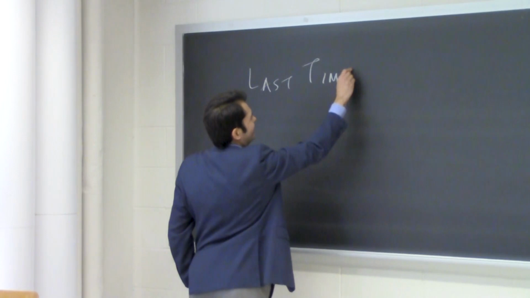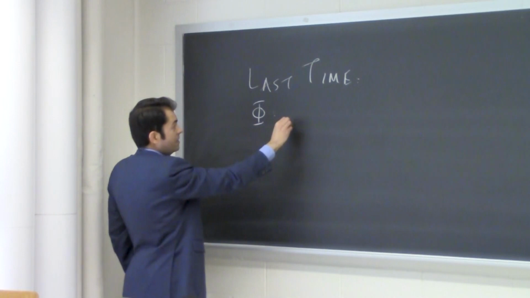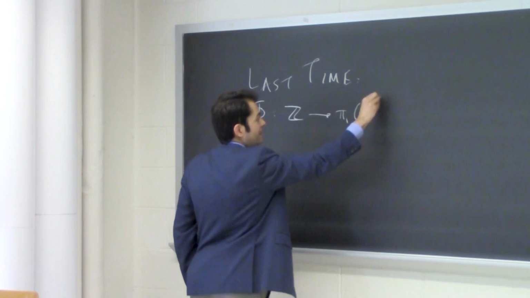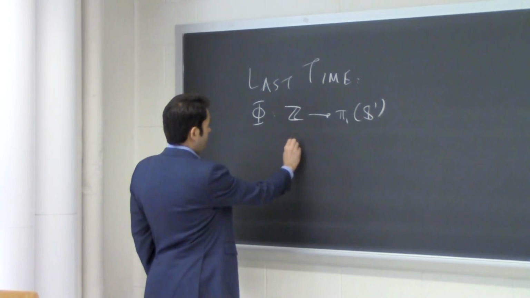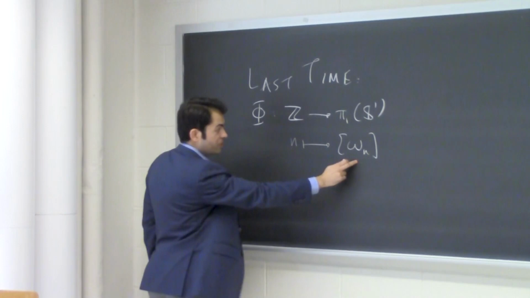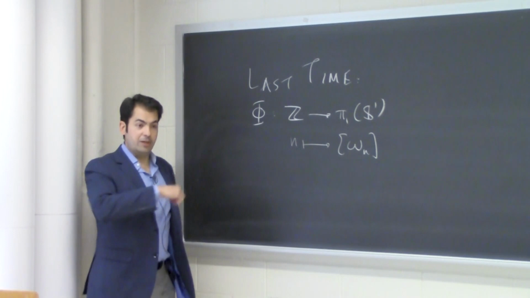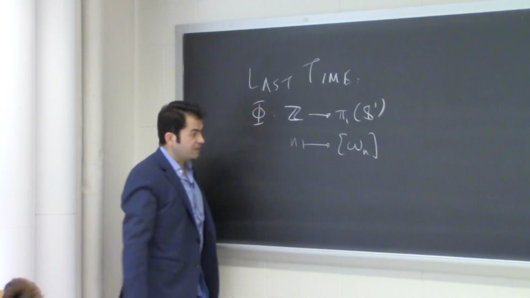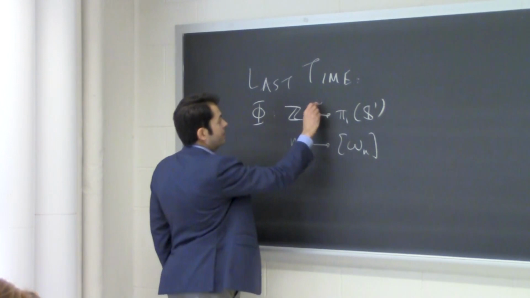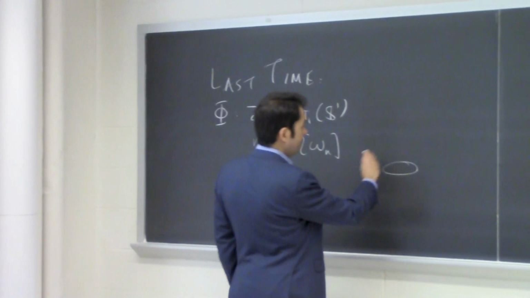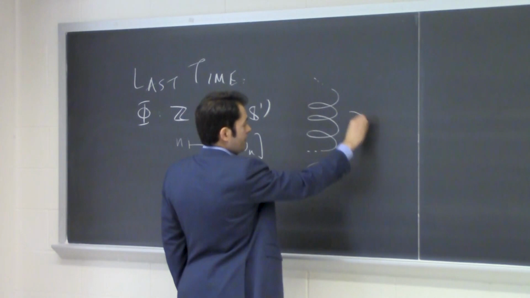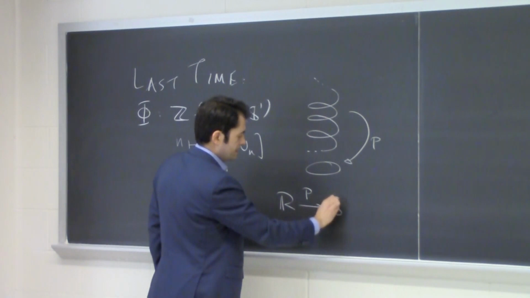Great, so last time we spent the whole class showing that you could define an isomorphism between the integers and the fundamental group of the circle, by sending each integer n to omega n, which is just the path that goes around the circle n times, either counterclockwise if n is positive or clockwise if n is negative. And we showed this was an isomorphism, and this came down to studying the covering space given by the real line over the circle.